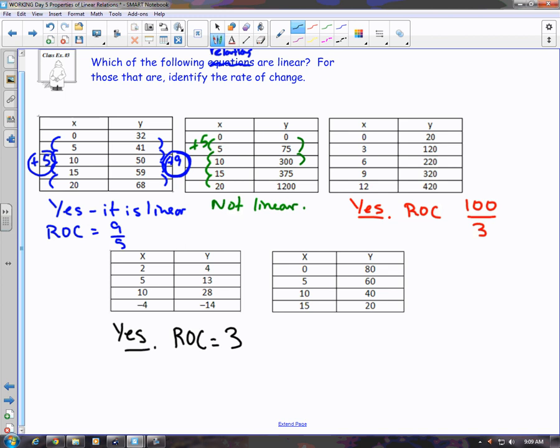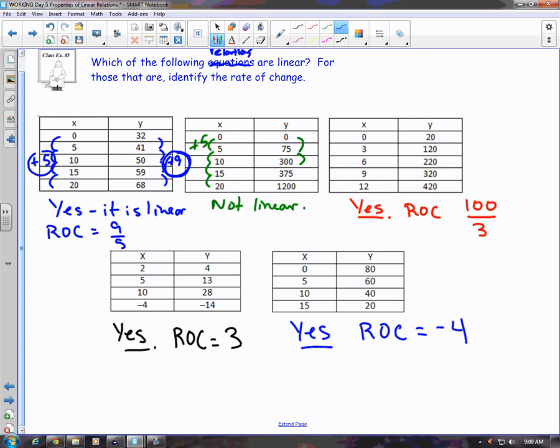Okay. And then the last one, bottom right-hand corner here, we'll do this in blue again. This one is also linear. And this one here has an interesting rate of change. The rate of change is actually negative. It's -4. Because as you look at the x values go up, but the y values go down. And so that means the rate of change for that particular table happens to be negative.